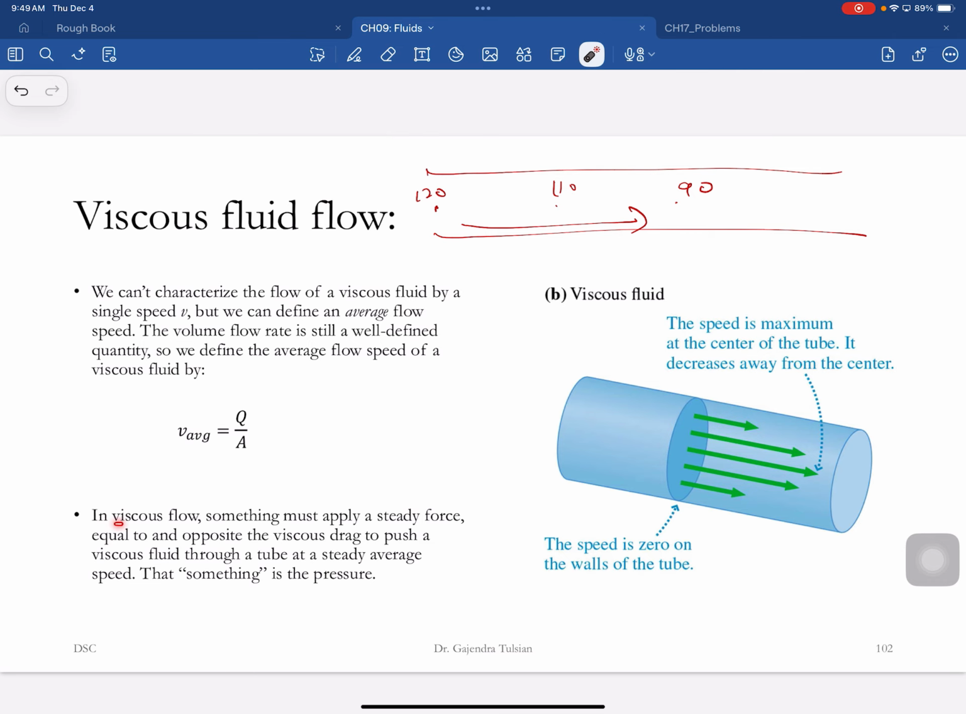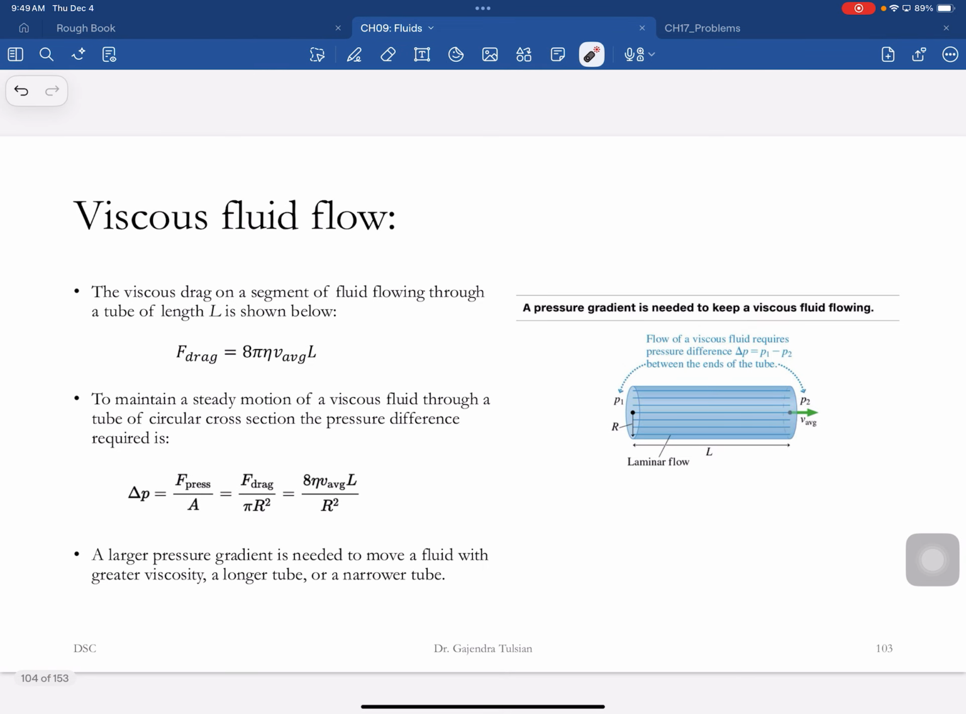All right, in viscous flow, something must apply a steady force equal and opposite to the viscous drag to push the viscous fluid through a tube at a steady average speed. That something is pressure. Okay. All right, so here is the equation. Again, you just have to have a sense for the equation. So if you want to keep this fluid moving through there, a viscous fluid, this pressure needs to be higher than this pressure. So you have to maintain a pressure gradient.